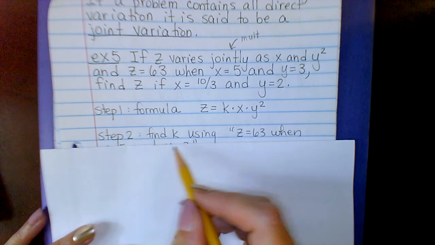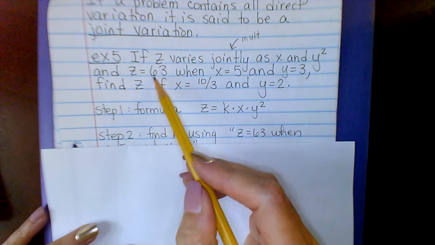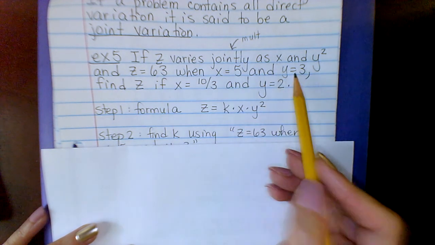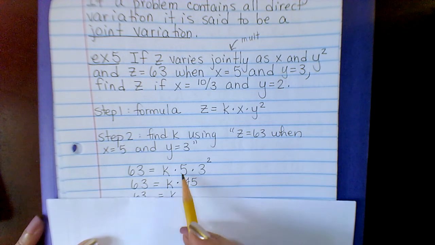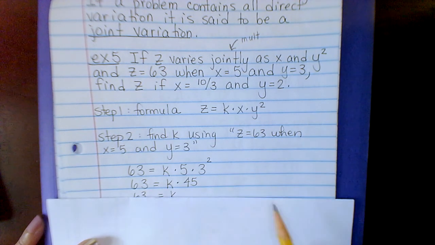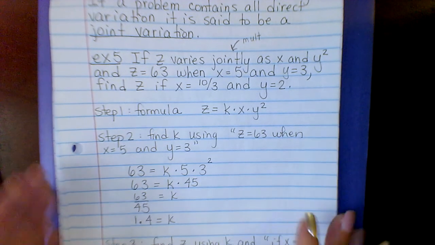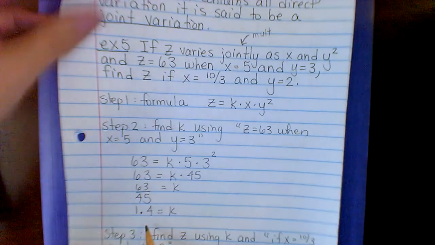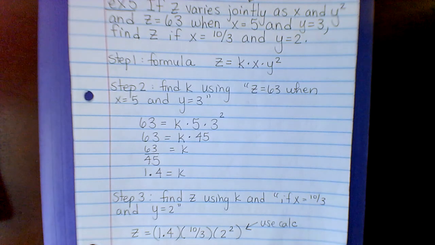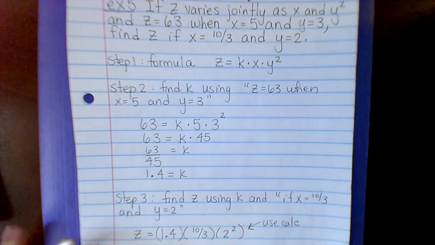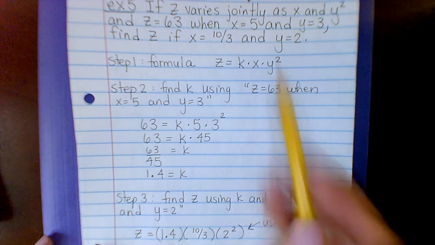So, okay. We're going to find K using that first bit of information. That's Z is 63, X is 5, Y is 3. So plugging all that into this formula, we get 3 squared is 9 times 5 is 45. Divide both sides by 45. And I just got the decimal because it was a nice terminating decimal. You could have written it as a fraction as well. If it had been a messy decimal, like repeating or nasty, I wouldn't have written it as a decimal.